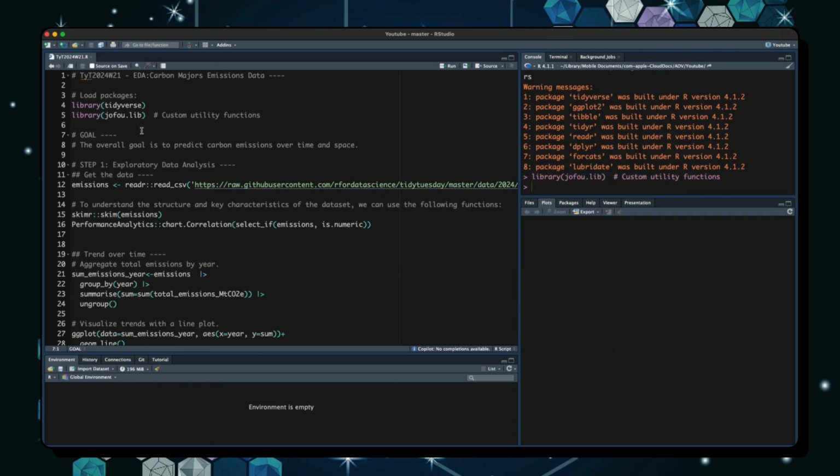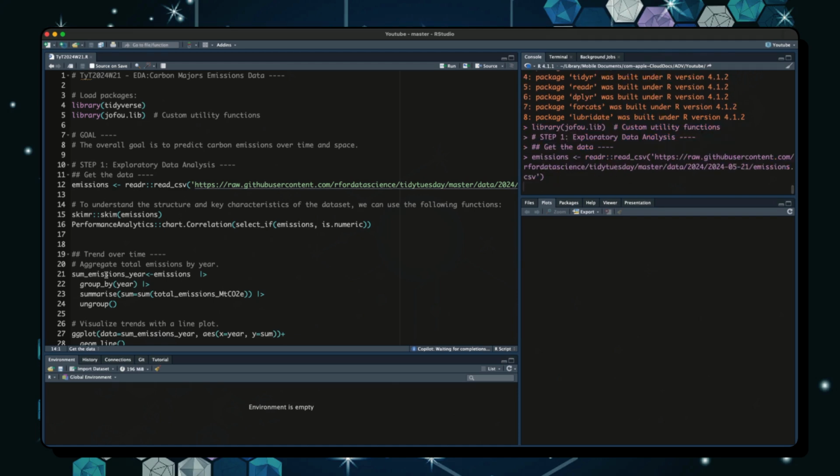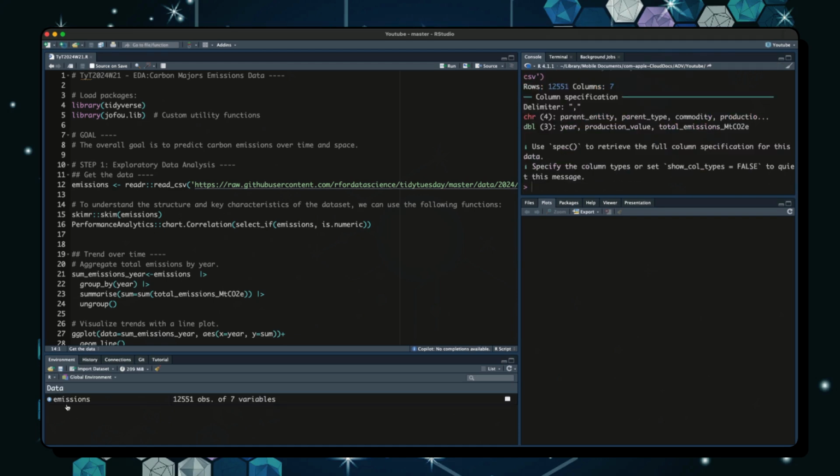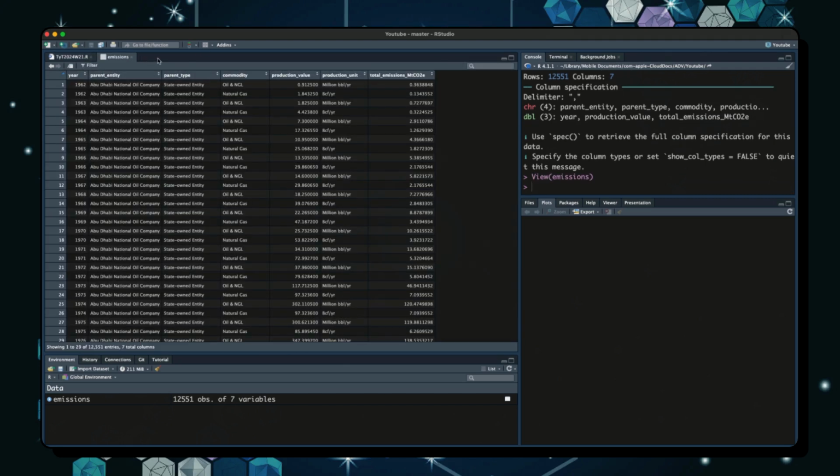The overall goal here is to predict carbon emission over time and space. But first we need to do some IDA. We need to understand what kind of information we are dealing with, and we need to find and correct any bugs or errors that may affect our desired result. The first step in any IDA is to load the data. So here is our dataset.